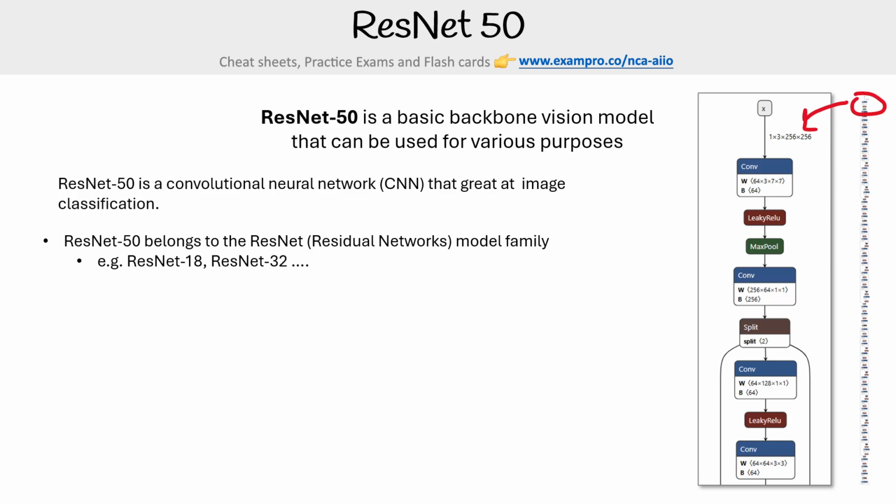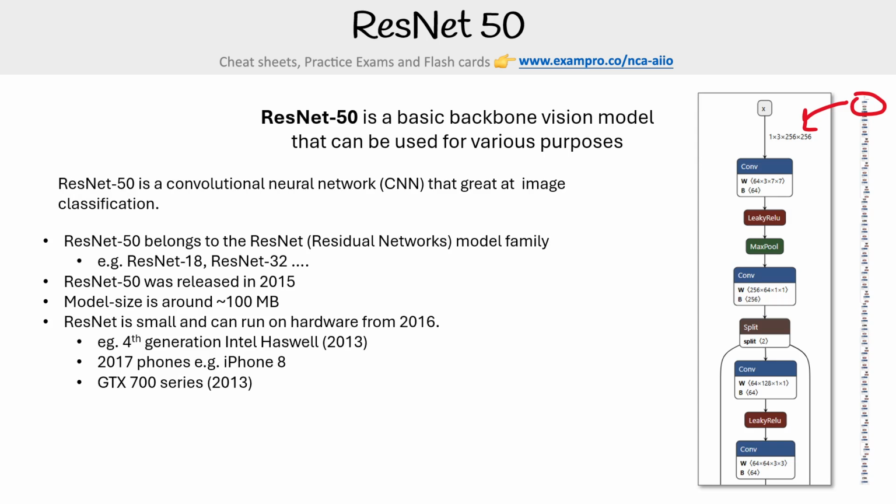ResNet 50 belongs in the ResNet or residual network model family. So there are other variants like ResNet 18, 32, et cetera. ResNet 50 was released in 2015. The model size is around 100 megabytes. ResNet is small and can run on hardware from 2016. So if you have a 4th generation Intel Haswell CPU, you could run on that. If you have a 2017 iPhone, so an iPhone 8, or a GTX 700 series from 2013, it'd be slow, but it would work pretty well.